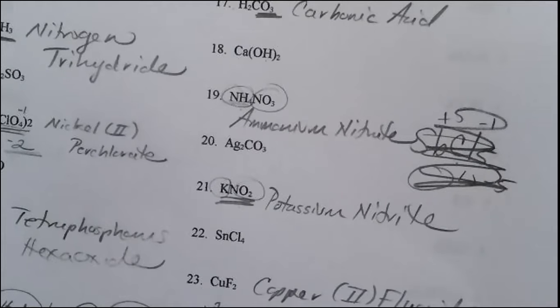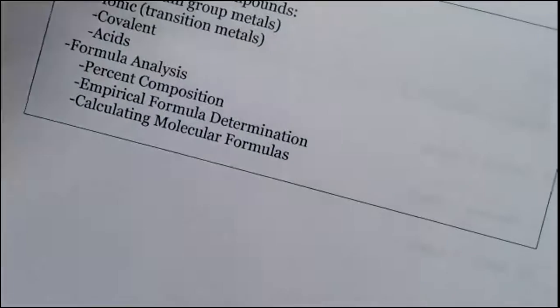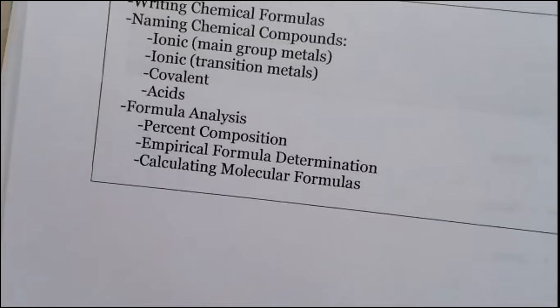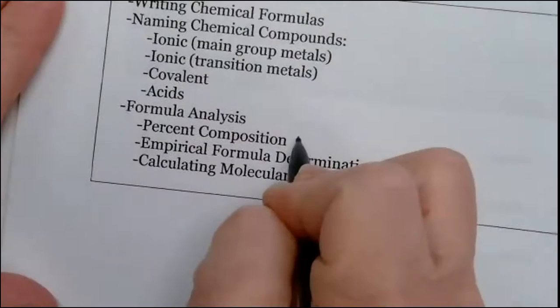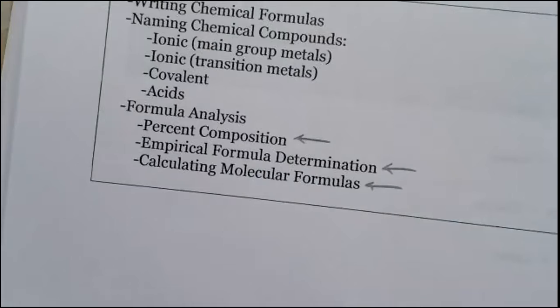All right. So our chapter is divided into 3 main topics: formula writing, naming compounds, and then formula analysis. And that is a lot of what chemists do in the lab situation. You don't have to turn to it. We, in Honors Chem, in this unit, when we say formula analysis, we mean these 3 types of calculations.